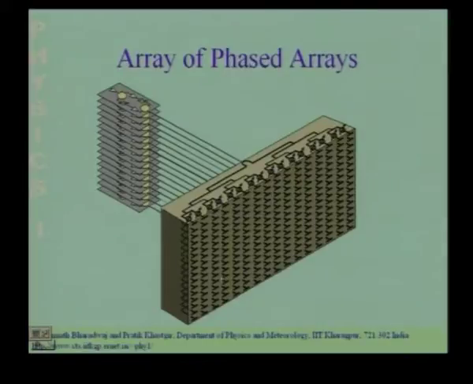Using an array of phased arrays, you can actually move around the direction of the radiation in both this direction and this direction. So, both horizontally and vertically. This gives you 2 degrees of freedom in which you can turn the direction in which the majority of the radiation comes out.